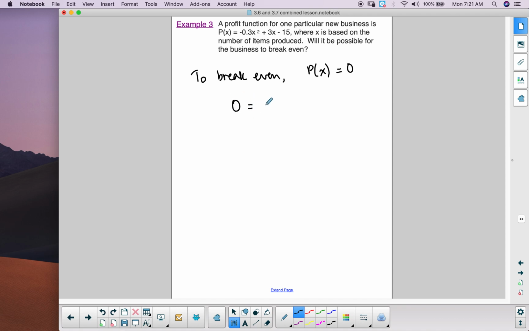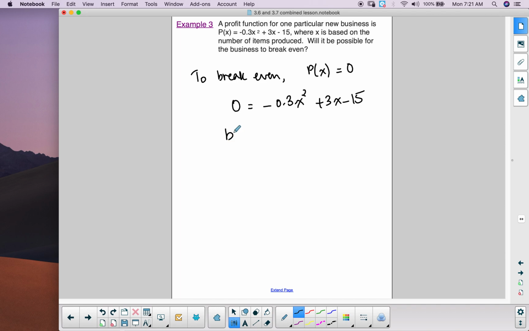You get 0 equals negative 0.3x squared plus 3x minus 15. And when you solve this equation, you would get the value of x for which p of x is equal to 0. But we don't need to solve it because it's not asking us to find what the number of items are. It just says, is it possible to break even?